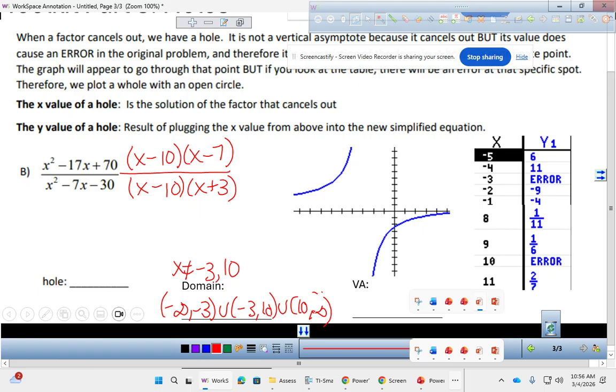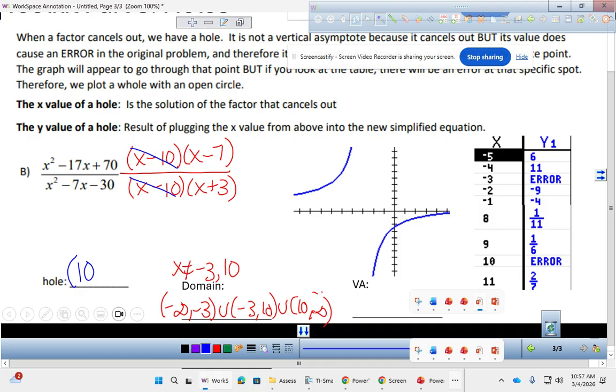The domain comes from the restrictions. Normally, the domain and the vertical asymptotes match. I'd say like 95% of the time, the domain and the vertical asymptotes match. The other 5% of the time, there's a hole where they don't match, okay? In this case, there's a hole. It's happening here, right? This is going to cancel out. And so the hole is happening at the x value of 10. Right? The solution of that x minus 10.